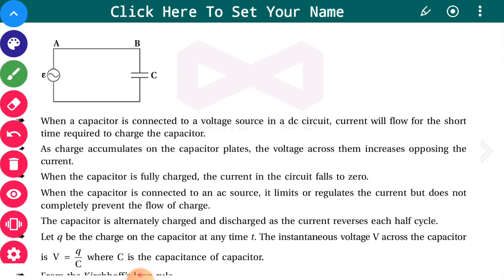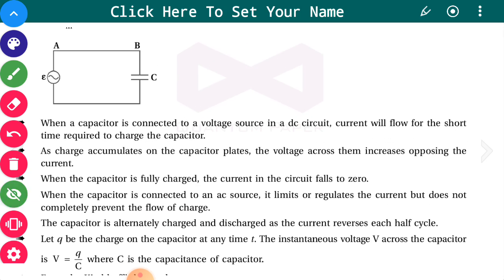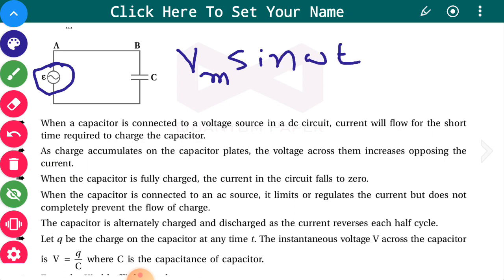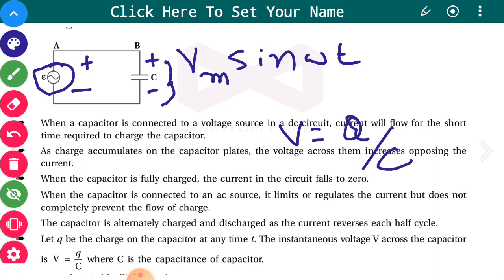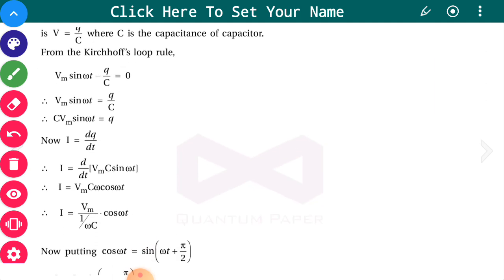Now try to understand, very easy again. We have to apply the Kirchhoff second rule. Here the voltage source is Vm sine omega t. If this is minus and this is plus, at an instant when you are applying the Kirchhoff rule, then this becomes positive, this becomes negative, and as you know the voltage across a capacitor is V equal to Q upon C. You are going from positive to negative, so it becomes minus Q upon C. Here small q is taken, and that is equal to 0 if you apply the Kirchhoff rule.